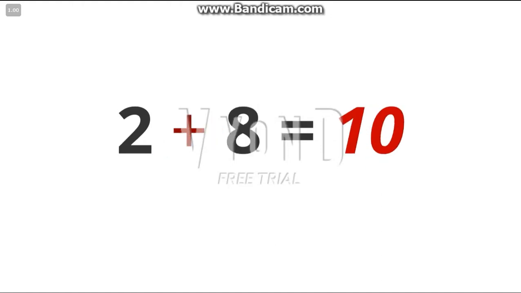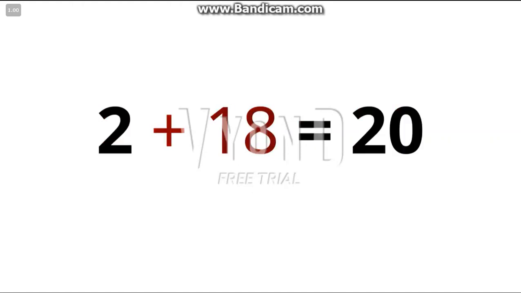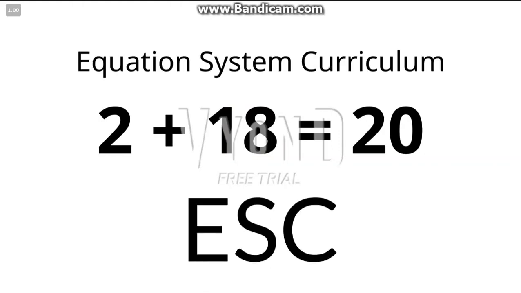2 plus 0 equals 2, 2 plus 2 equals 4, 2 plus 4 equals 6, 2 plus 6 equals 8, 2 plus 8 equals 10, 2 plus 10 equals 12, 2 plus 12 equals 14, 2 plus 14 equals 16, 2 plus 16 equals 18, 2 plus 18 equals 20. See how easy that is, similar to multiplication? It's like multiplying from 2, just like the 2 times table, but adding your submitted answer to generate a skip count. We do this by following the equation system curriculum, or ESC for short.